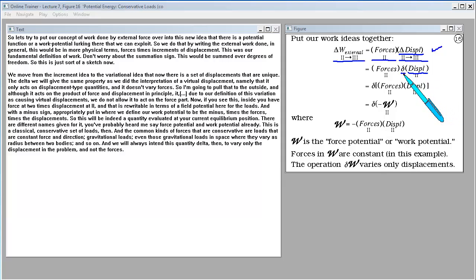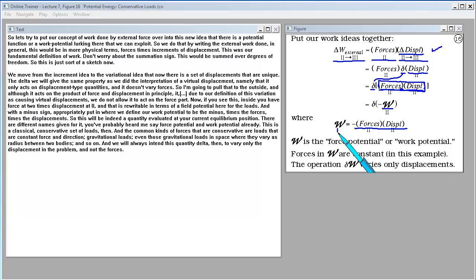So I'm going to pull that to the outside, and although it acts on the product of force and displacement in principle, due to our definition of this variation as causing virtual displacements, we do not allow it to act on the force part. Now, if you see this, inside you have force at 2 times displacement at 2, and that is rewritable in terms of a field potential here for the loads, and with a minus sign appropriately put in, where we define our work potential to be the minus times the forces times the displacements.